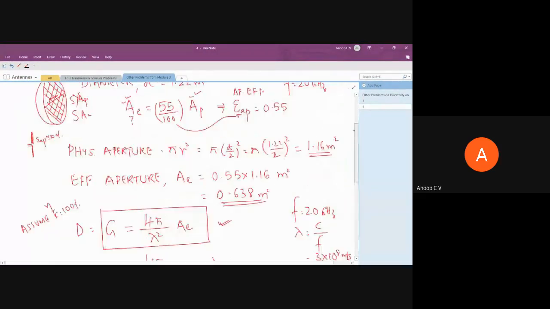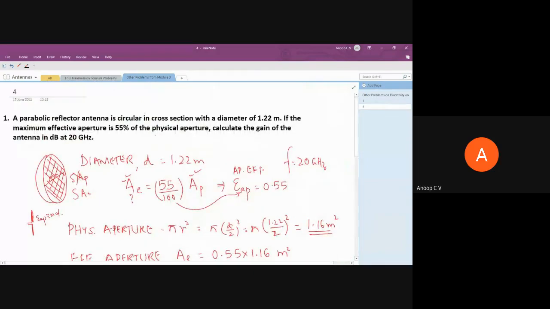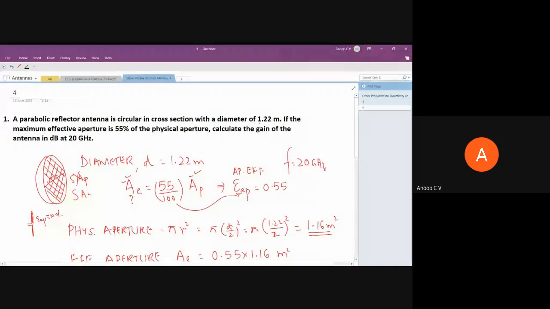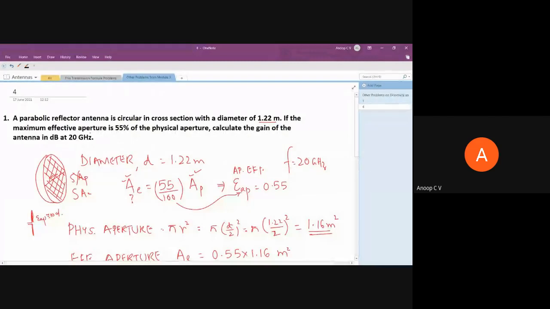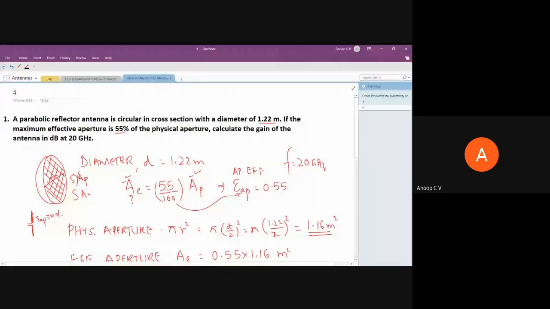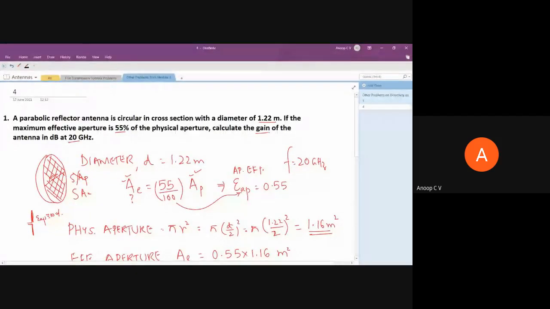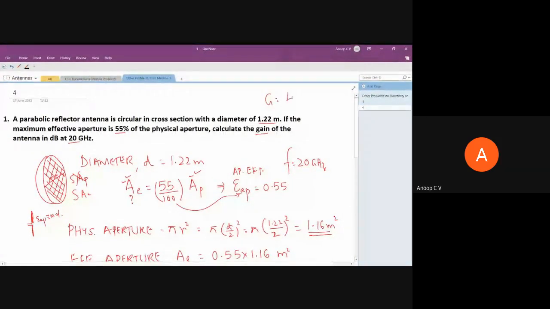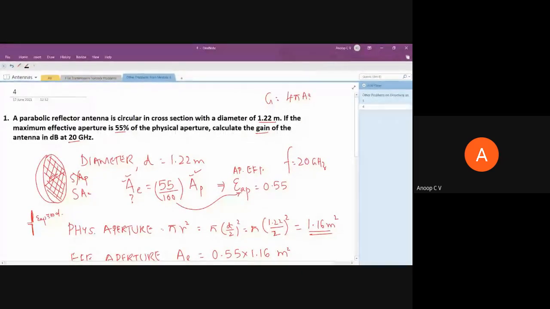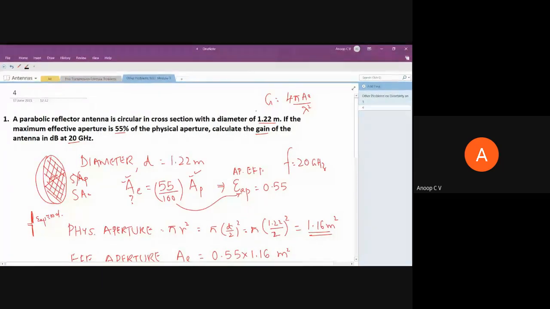So once again, the question was: the diameter of the antenna was given, the effective aperture is given, and the frequency is given. We want to find the gain. So for that we use the equation: gain is equal to 4 pi A_E by lambda square. So this is the equation we use.